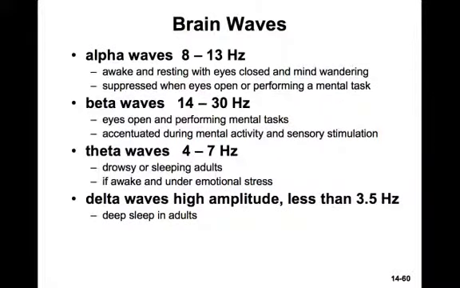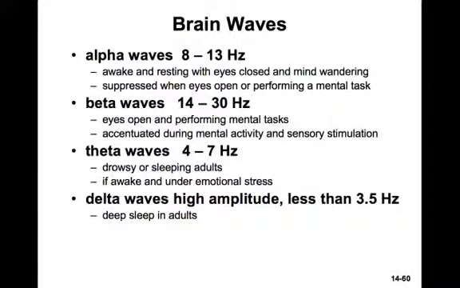Alpha waves are about 8 to 13 hertz. They're the normal waves that we see when we're awake but resting, with the eyes closed and the mind wandering. The alpha waves are suppressed when we open our eyes and perform a mental task, at which point they would change to beta waves. Beta waves have a higher frequency. Our eyes are open, we're performing mental tasks, or we're responding to sensory stimulation.